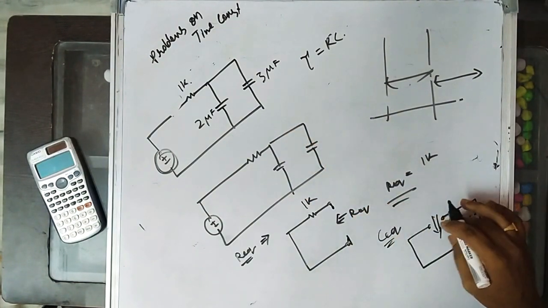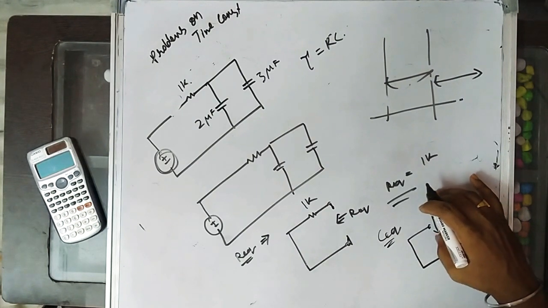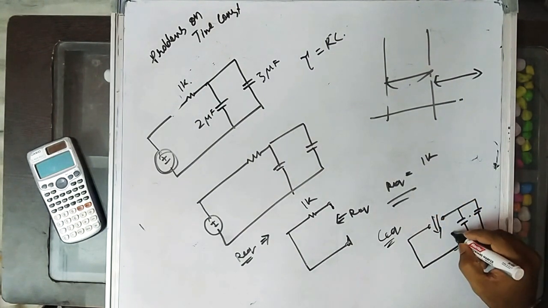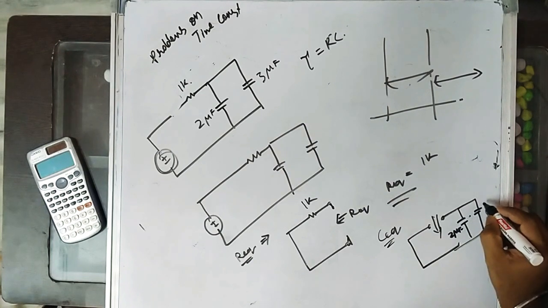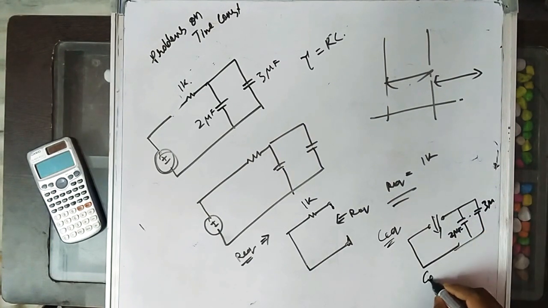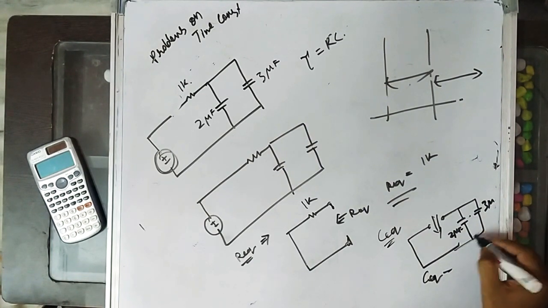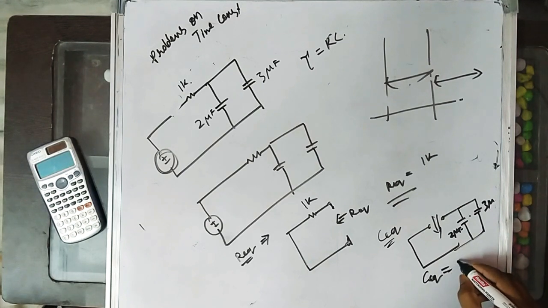Now the resistor is removed, and we see 2 microfarad and 3 microfarad. Since the capacitors are in parallel, the C equivalent is C1 plus C2. That is 2 microfarad plus 3 microfarad, which is 5 microfarad.